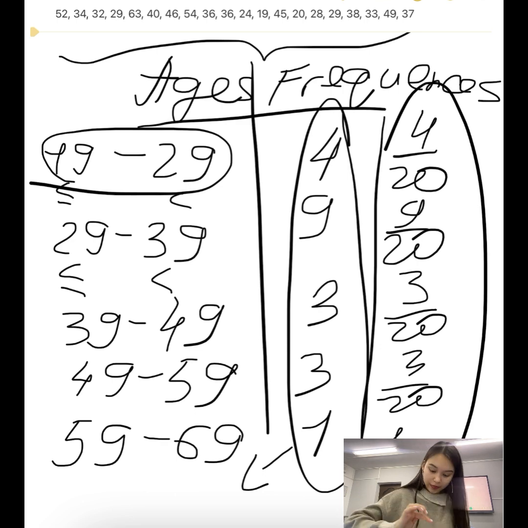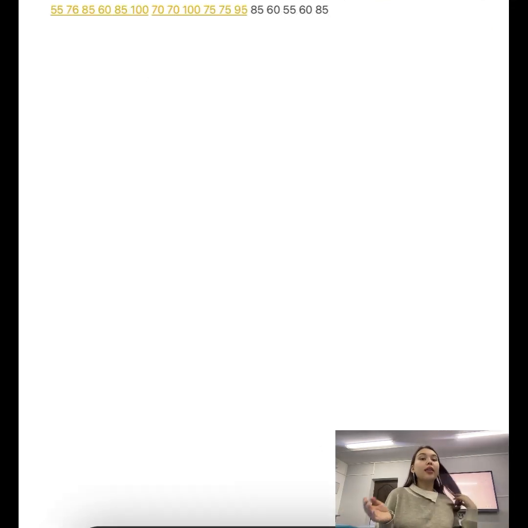Here is another example of a frequency distribution table. Let me read the task first. A class of 17 students had the following test scores.